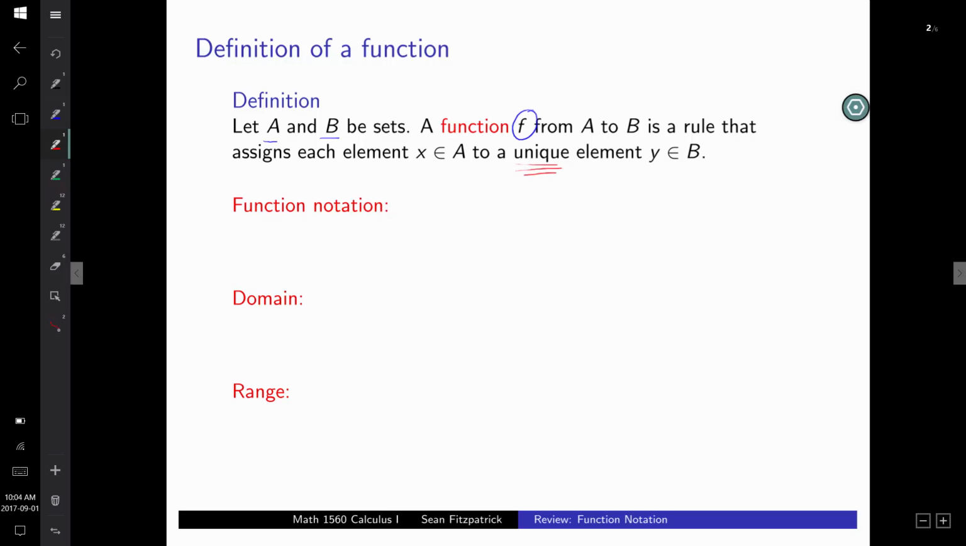This is the key part of the definition, right? We're being a little hand wavy on what we mean by rule here, because there's lots of possible options. The uniqueness is key, right? So if, let's say, 2 is an element of my set A, I'm not allowed to assign 2 to two different values, right? There's only going to be one value that corresponds to 2, right?